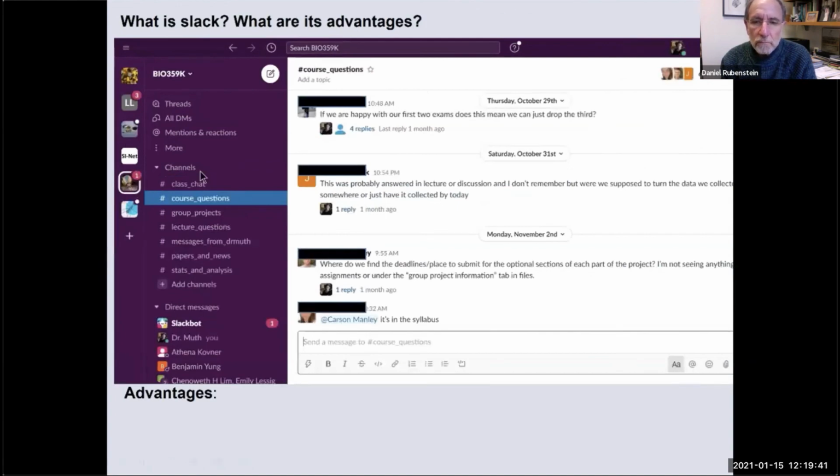Within this workspace, I can have a number of what are called channels. For example, we have general class chat, questions to do with the course, questions to do with lectures, and stuff to do with their group projects.